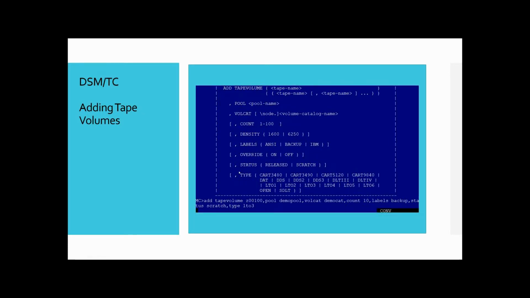Adding the tape volume, it's a little more wordy. Tape volume name, what pool it's in, what volume catalog the pool is in, how many tapes you're going to create with sequential numbers, label type, status scratch, device type.